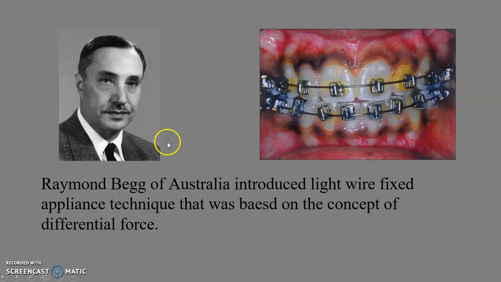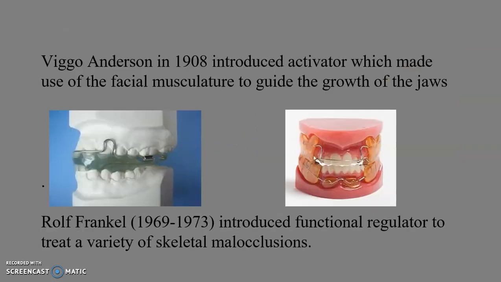So this was Raymond Begg. He was from Australia. He introduced this technique. You can see in this picture, this is called the light wire fixed appliance technique. That was based on a concept of differential forces. You just have to remember the names of all these terms and the names of these people. This is Raymond Begg.